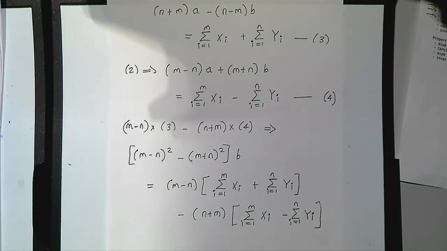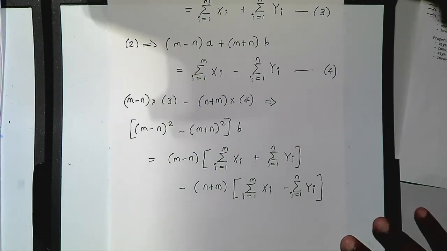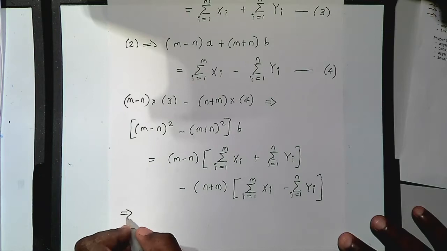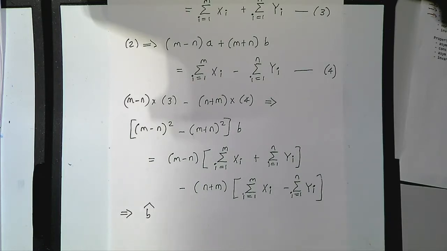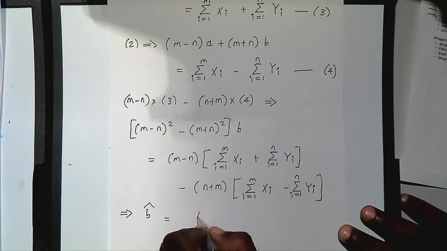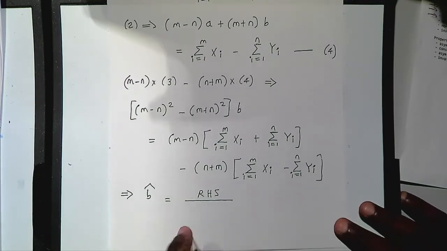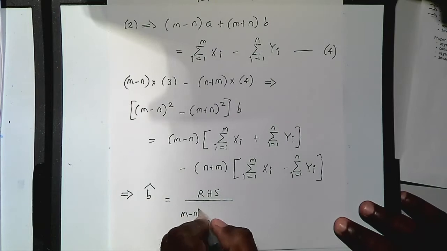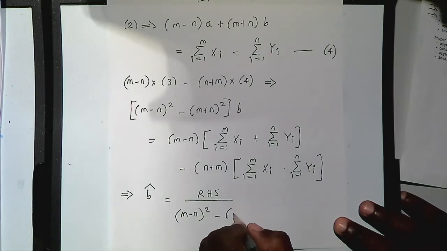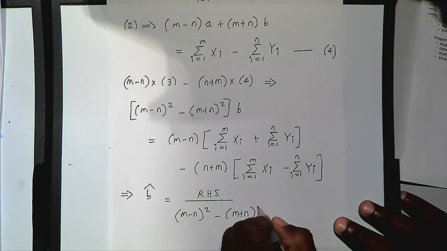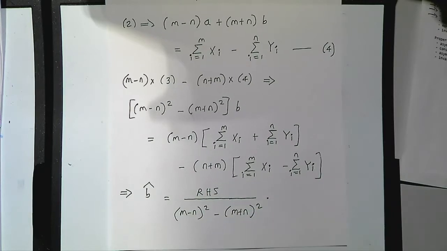Okay, this is what you get, right? So this implies that the solution for B, or what you call B hat, right, is simply the RHS. RHS stands for the right-hand side, divided by, okay. So this is the solution for B, right?